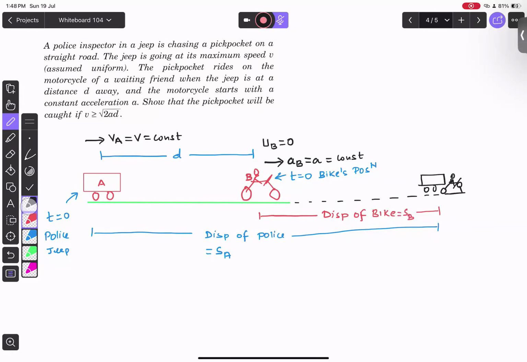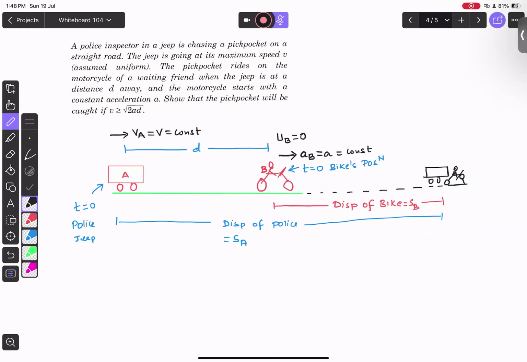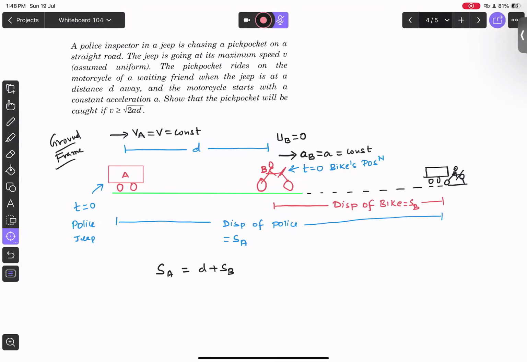So if they catch up with each other, what we are doing right now is solving it from the ground frame. So the displacement of A must be equal to D plus the displacement of B, or not? I hope this is clear. You can see from the figure only. This blue arrow is of the same length as the red arrow, and the separation between them at t equals 0, that is D.